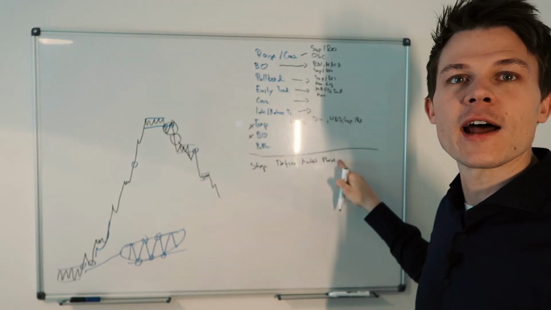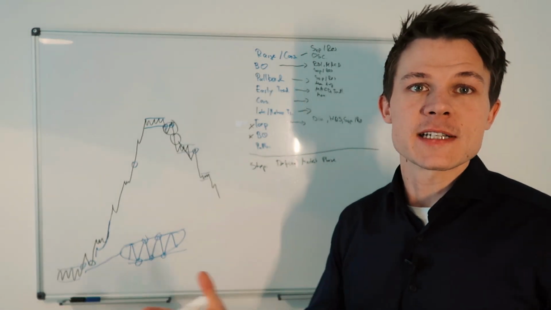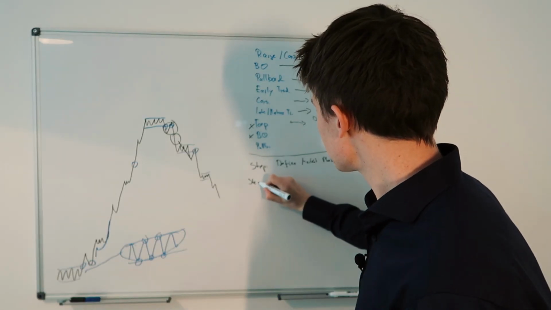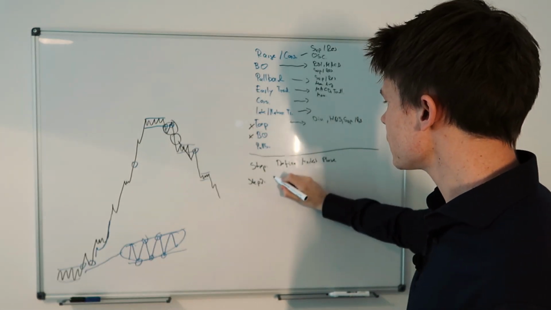So the first step, now you have to become clear, what type of market phase do you want to trade? What type of system do you want to then build around that? Then step two, you choose your trading tools. What tools do you want to use?